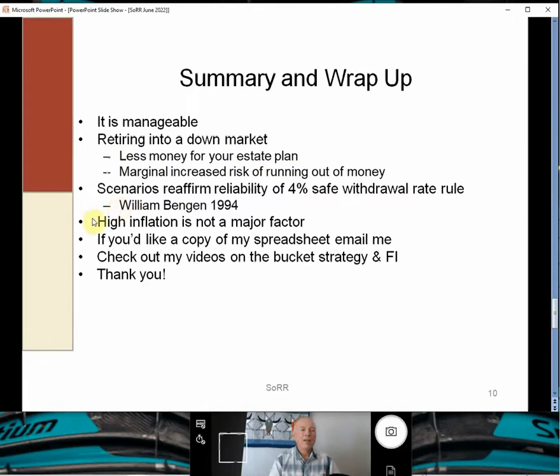And a thing that I discovered in going through all these different things while working on the model is that high inflation, as long as it's not persistent across your entire retirement planning horizon, is not a major factor. It's really not something that I would say is a big impact to the future of your investment portfolio. And as I said earlier, if you'd like a copy of this spreadsheet, just email me and I'll be happy to send you a copy.